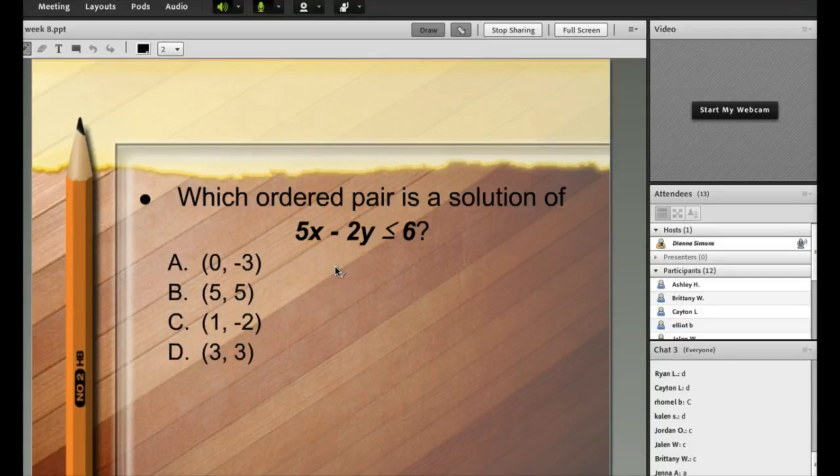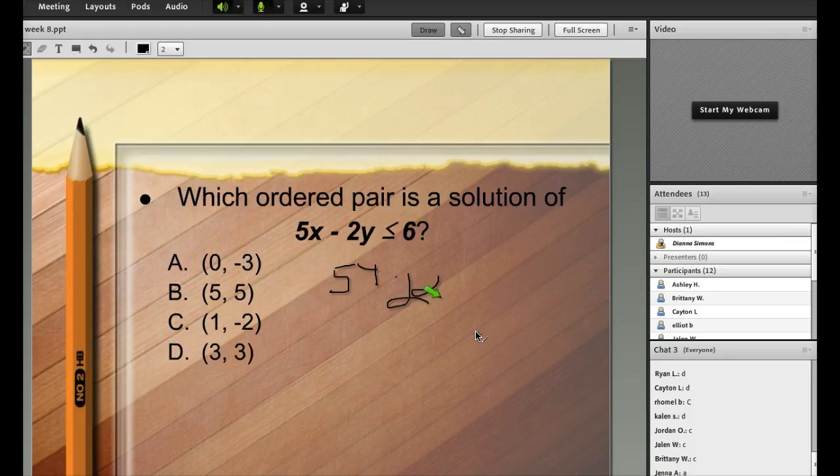All right, so let's try C. 5 times 1, minus 2 times negative 2. Okay, so let's do that. 5 times 1 is what? 5. Minus 2 times 2? 4. So is 1 less than 6? So C is a good answer.